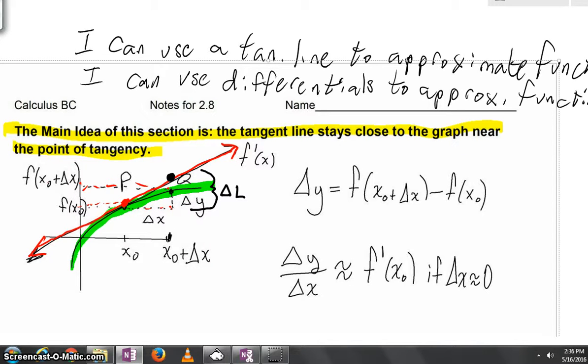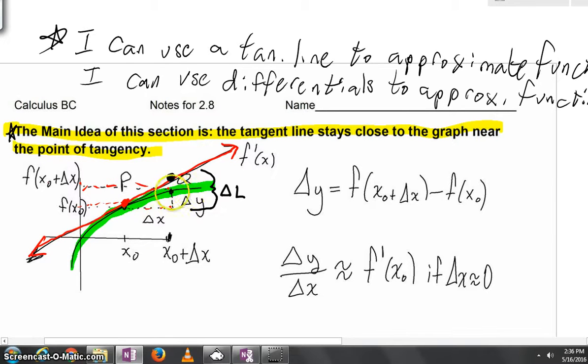Okay, the last section we're going to cover, 2.8, deals with tangent lines. In fact, our learning target just for today is I can use a tangent line to approximate functions. What I have highlighted here is the main idea. It's that the tangent line will stay close to the graph near the point of tangency.